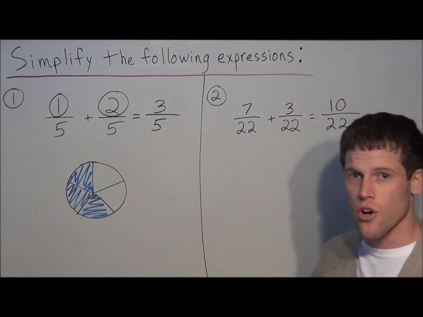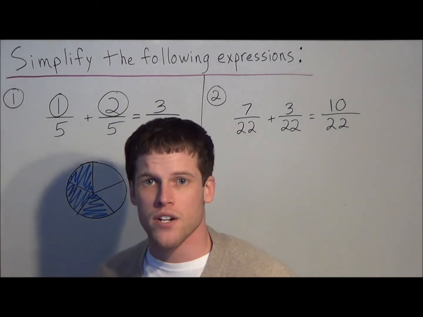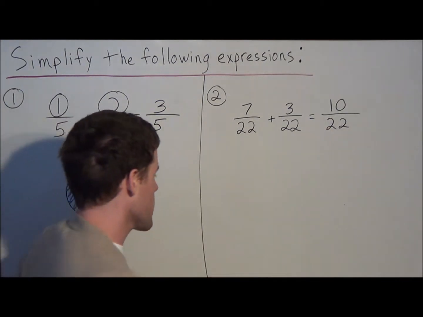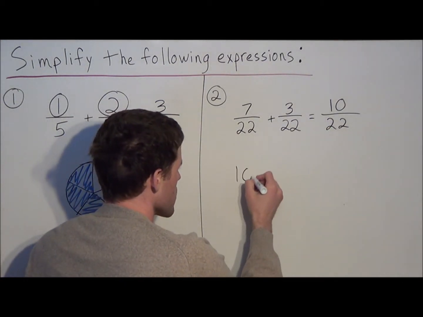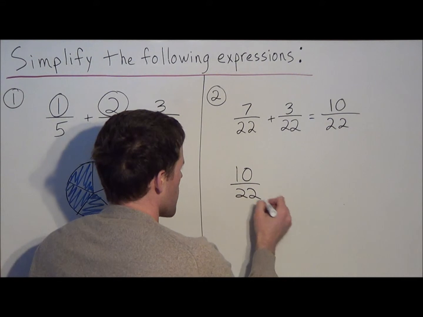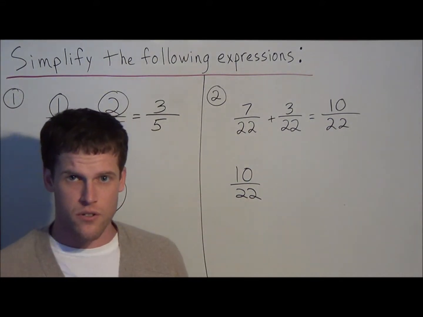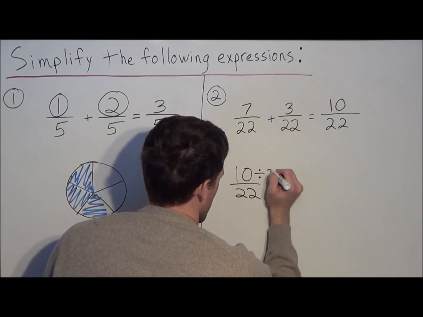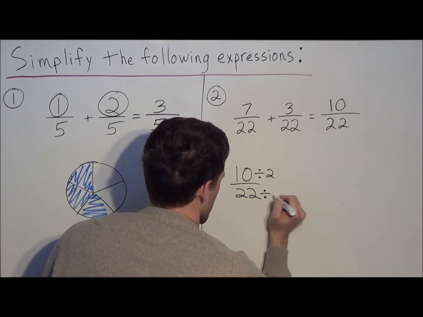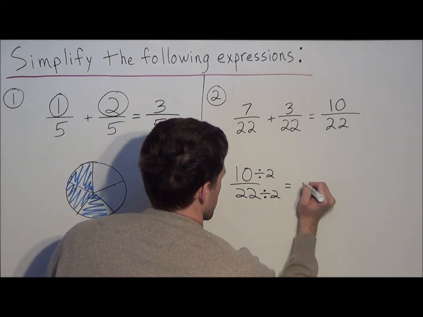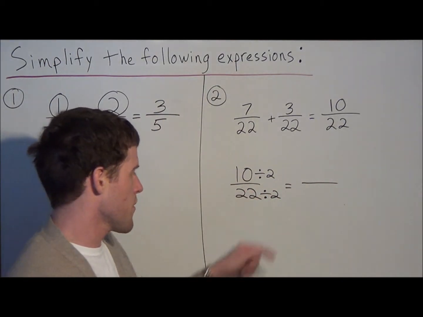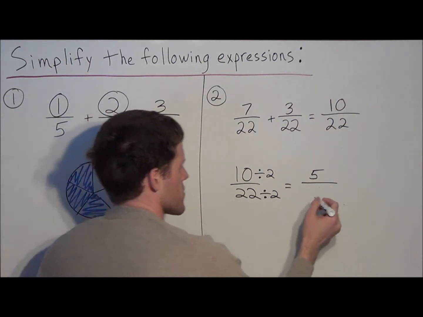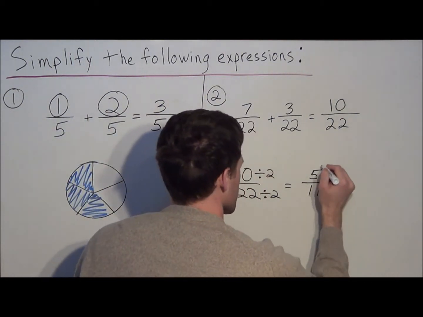But one thing that you should always do, make sure your fraction is in simplest form. That is, you want to reduce it. So notice here that 10 over 22 can be reduced. The greatest common factor of 10 and 22 is 2. So what we're going to do is divide both the numerator and denominator by 2. So when we do 10 divided by 2, we're going to get 5. When we do 22 divided by 2, we're going to get 11.